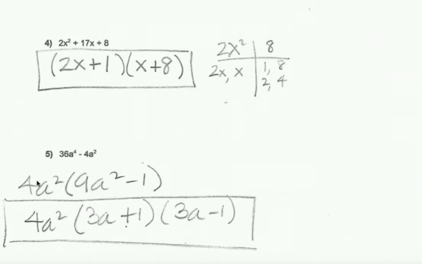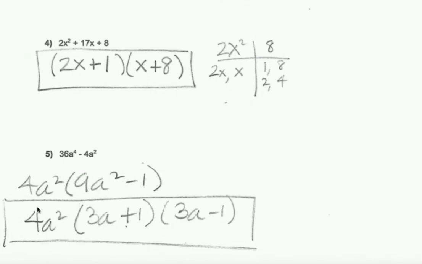But we're not done factoring completely yet. We haven't factored completely because this can be broken down some more. This is the difference of two perfect squares. What multiplied by itself is 9a squared? That's 3a. So that's the first thing in each set of parentheses. What multiplied by itself is 1? That's 1. And because it's the difference of two squares, I know I'm going to have a positive sign and a negative sign. So 3a plus 1 times 3a minus 1 multiplied together will give me 9a squared minus 1.